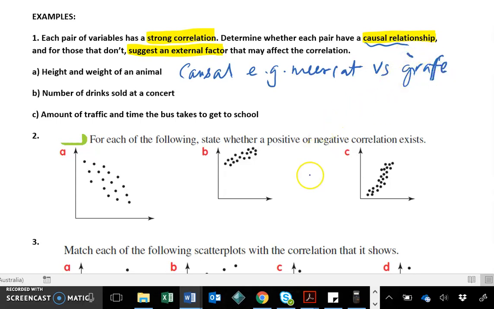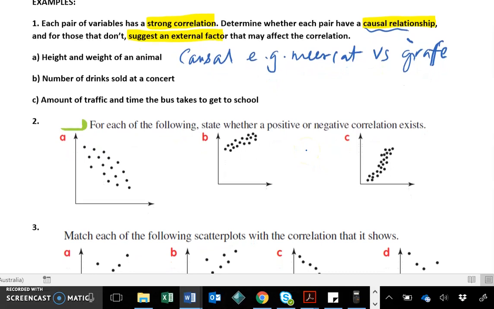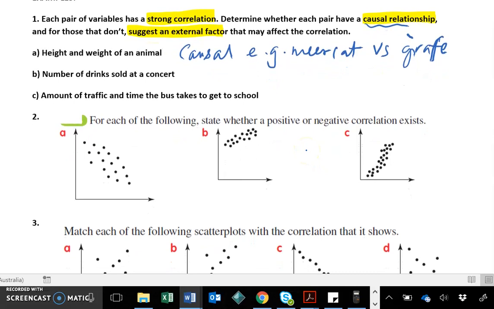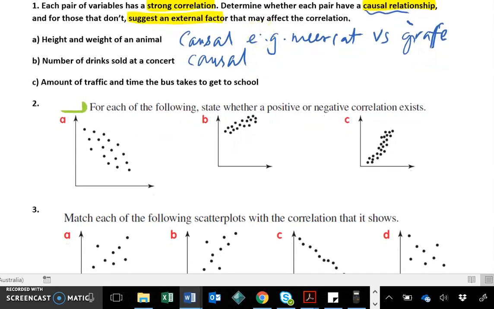Number of drinks sold at a concert. Well, let's have a think about this one. Basically, at a concert, the more people there are, the more drinks will be sold. That's true, so I'm going to say that that's causal. The amount of traffic and the time the bus takes to get to school, definitely causal.